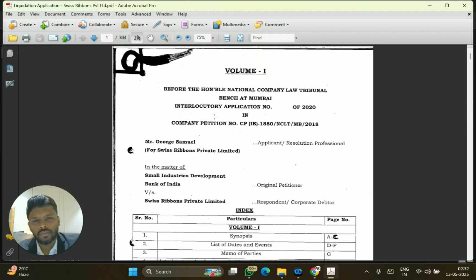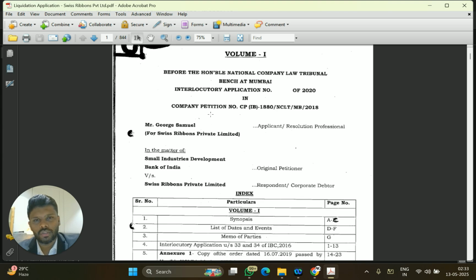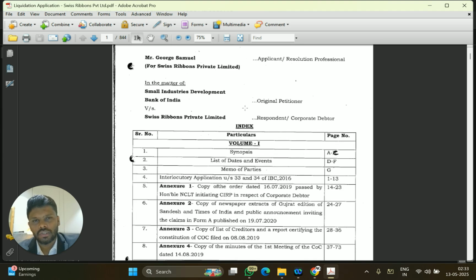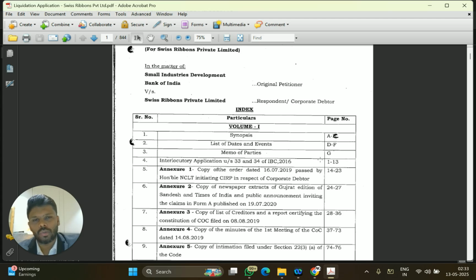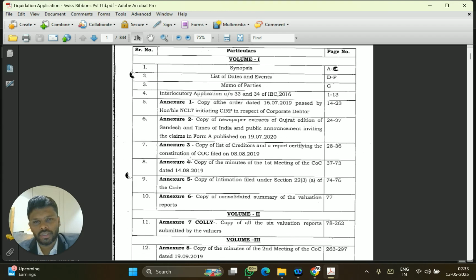So the format in which the liquidation application is drafted is called an interlocutory application. What is the format of an interlocutory application? I will surely show you, but the prescribed format is given in the NCLT rules. You can check the NCLT rules to get the exact format. So for an interlocutory application, this is generally the outline, or I can say the skeleton, of the application. Initially it will contain a synopsis, followed by a list of dates, then a memo of parties, then the main application. The main application will then be coupled with annexures.